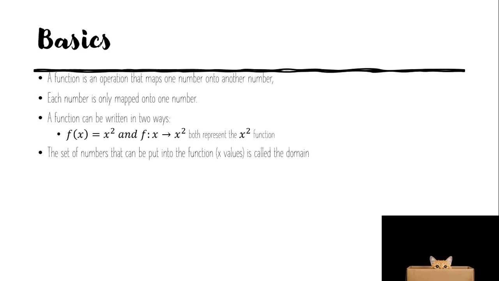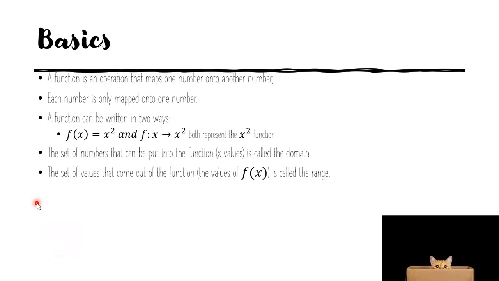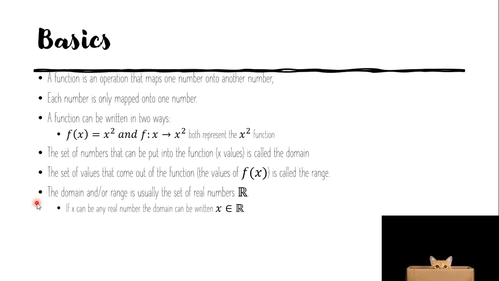The set of numbers that can be put into the function, x values, is called the domain. The set of values that come out of the function, the values of f(x), is called the range. The domain and/or range is usually the set of real numbers, R. If x can be any real number, the domain can be written x ∈ R.